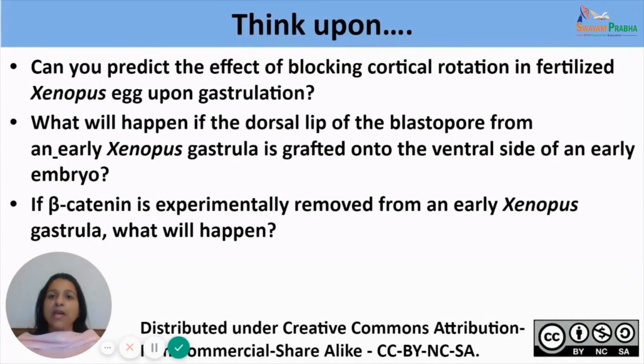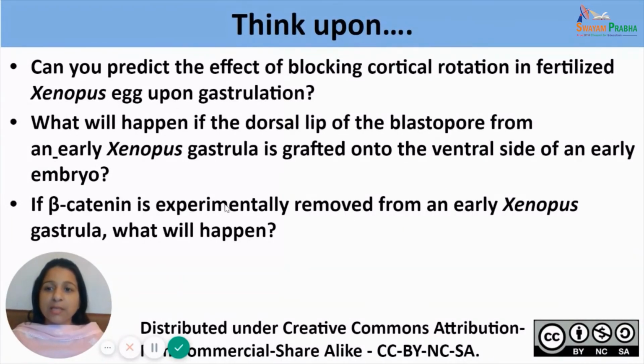So now students, try to think upon certain questions on the basis of your understanding of this lecture. Can you predict the effect of blocking cortical rotation in fertilized Xenopus egg upon gastrulation? Think in terms of embryonic induction also. What will happen if the dorsal lip of blastopore from an early Xenopus gastrula is grafted onto the ventral side of an early embryo? You can take help from the various experiments that we discussed during this lecture to answer this question. If beta-catenin is experimentally removed from an early Xenopus gastrula, what will happen?